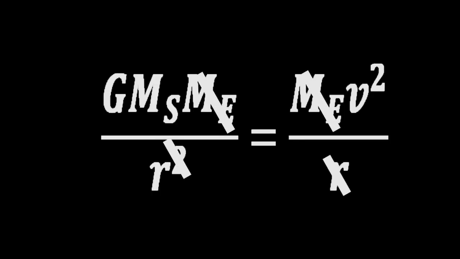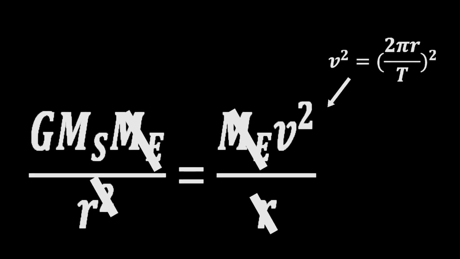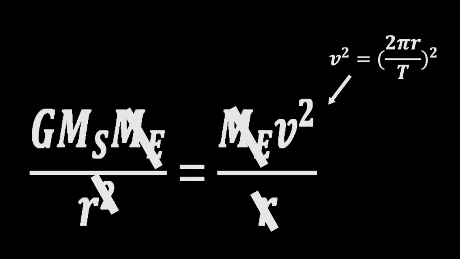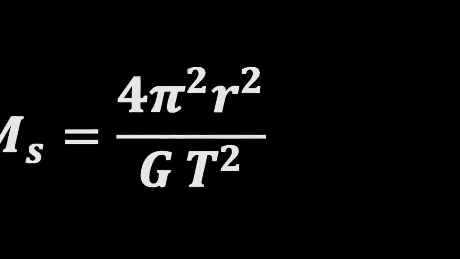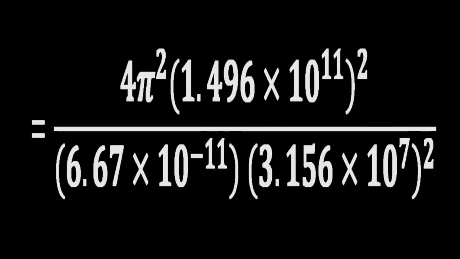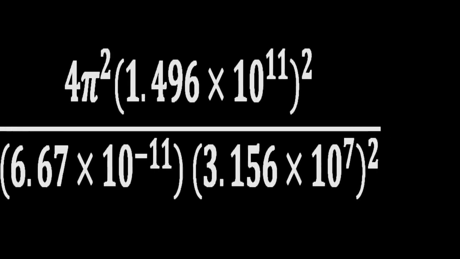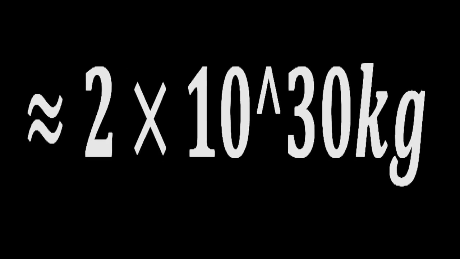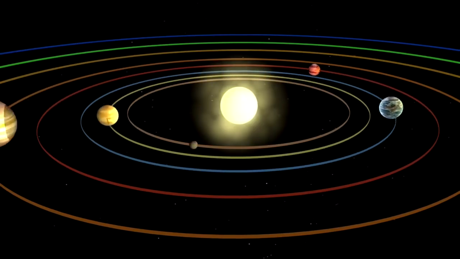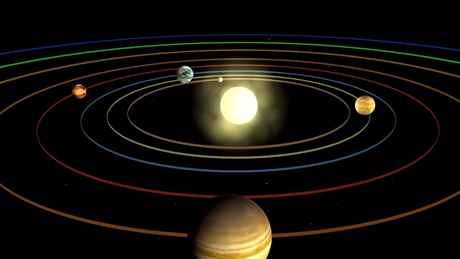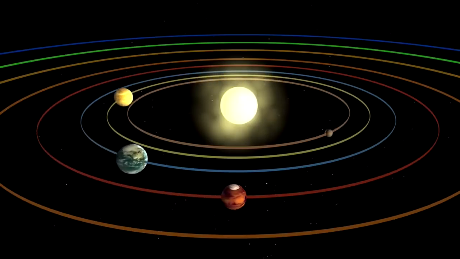We can get the value of v squared from the circumference of Earth's orbit over the amount of time it takes to complete one orbit, then square everything. Now, rearranging the equation to solve for the sun's mass, we can plug in all the values from what we know about Earth's orbit and output the mass of the sun, which is about 2 nonillion kilograms. Pretty large. The sun's gravitational pull is what we are told keeps all the planets in their respective orbits.